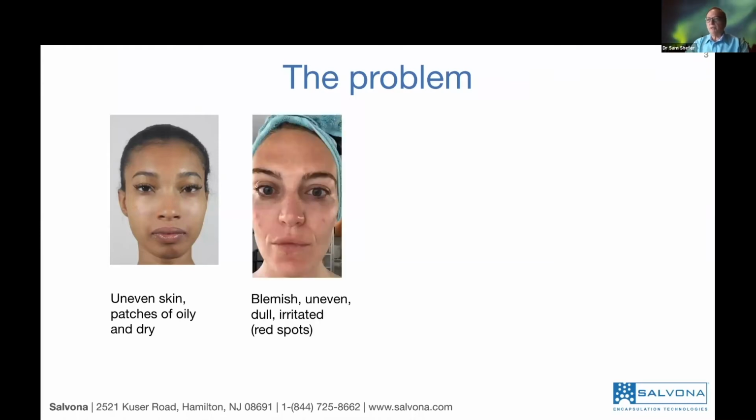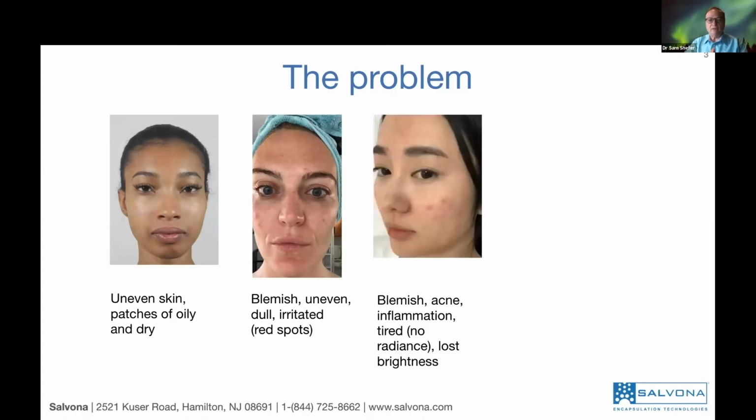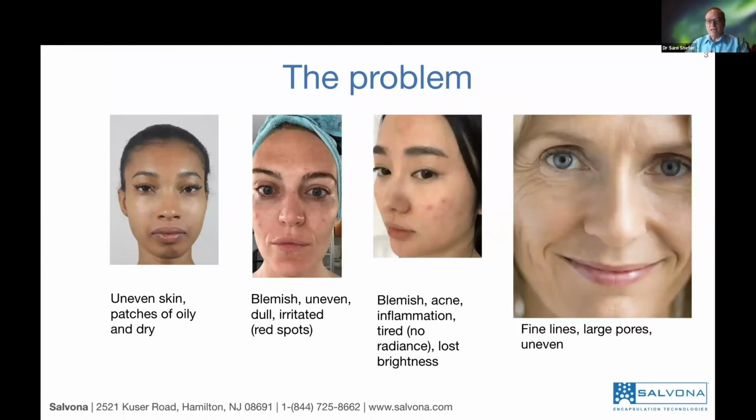Here is another example: a face with blemishes, uneven, dull, irritated. You see the red area. This is part of the problem we're trying to address. Here is another case: blemishes, acne, inflammation, tired, no radiance, a loss of the brightness of skin. We're trying to address this. And the last picture for now is a face where you can see fine lines, pores, uneven skin. These are the problems that we are trying to address in this session with the following technologies.